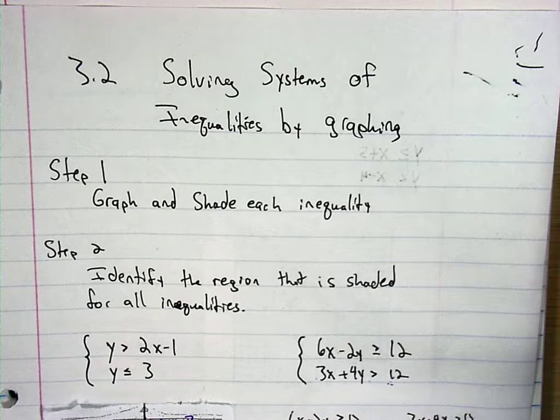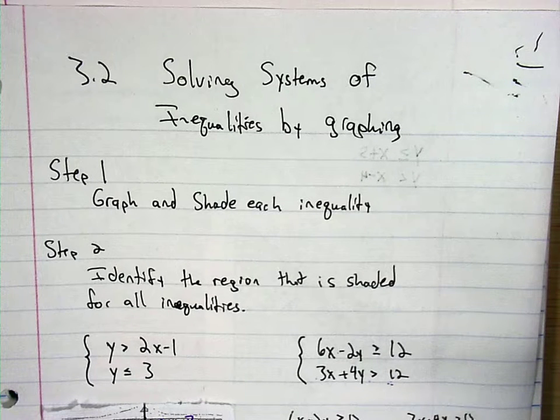Alright, Algebra 2 kids, we have section 3.2, solving systems of inequalities by graphing. Okay, so we're going to be graphing two inequalities on the same graph today to find the shaded region that fits for both. Our first step is to graph and shade each inequality by itself, each inequality individually.